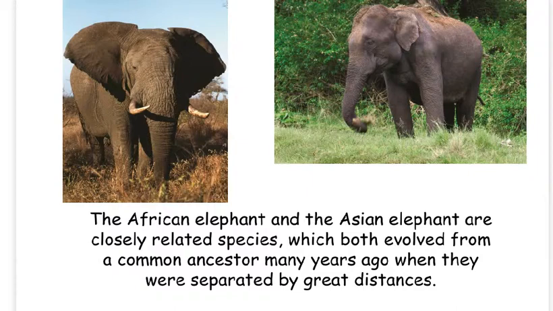In this example, we can see the Asian and the African elephants. They are very closely related species that evolved from the same common ancestor many years ago, but they were separated by a geographic barrier of living in different places.